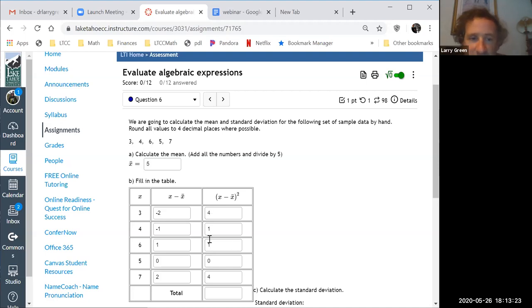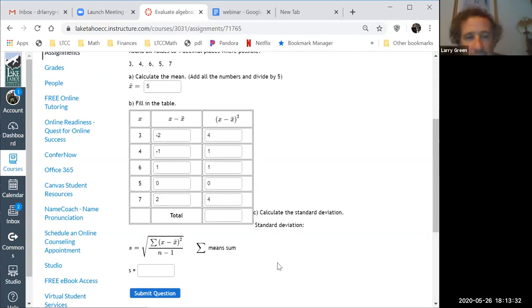Okay, then it asks us for total. So what are we supposed to do with all these numbers? Yeah, we're supposed to add them up. 4 plus 1 plus 1 plus 4. There's a plus 0 too, but you don't need it. What do you get? Yeah, 10. Any questions on that so far?